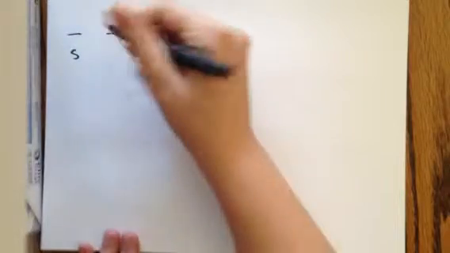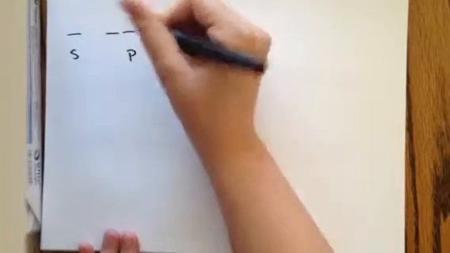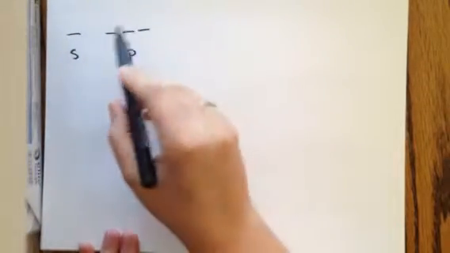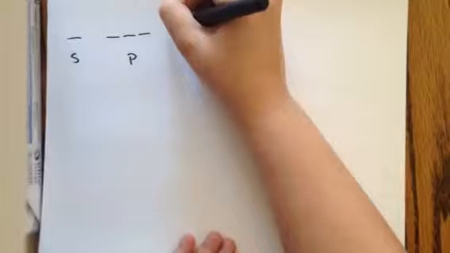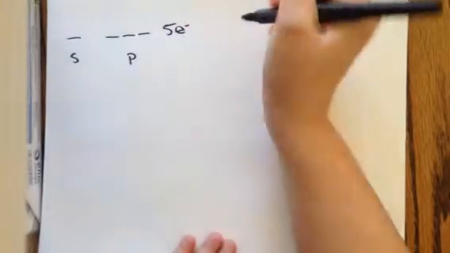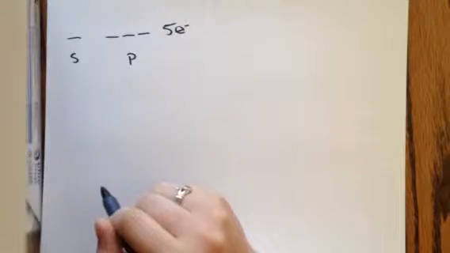So let's make things a little more tricky. Let's say that I have an s orbital and a p orbital. So here's my s, it only has 1 line, and my p orbital, which has 3 lines, one for the px, py, and pz. Okay, I have, let's say, 5 electrons to fit between these 2 orbitals.